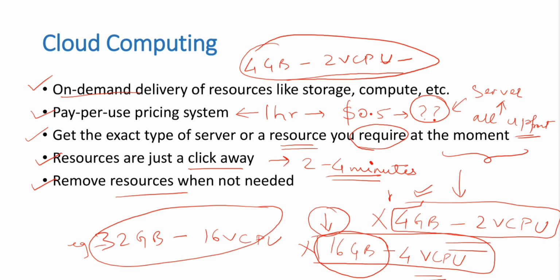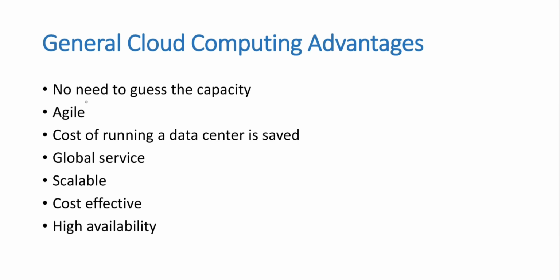The next thing is the general cloud computing advantages. In the previous example, we saw that according to the load we purchased our EC2 instances or the servers, so we do not need to guess the capacity, like after 1 month the load will be this much, so I should buy a much higher CPU. You also have auto scaling groups which will add more instances depending upon the load on our website, which we are going to see in a coming section. And then agile means fast, so we can get the resources very fast.